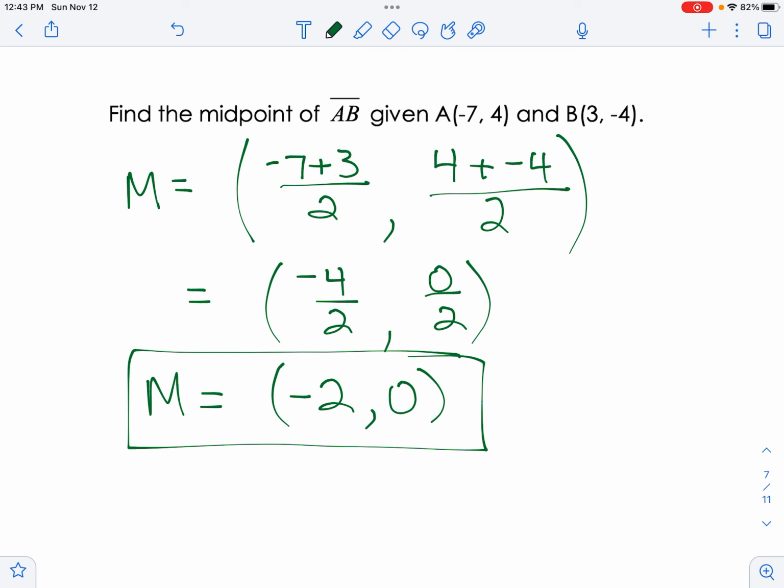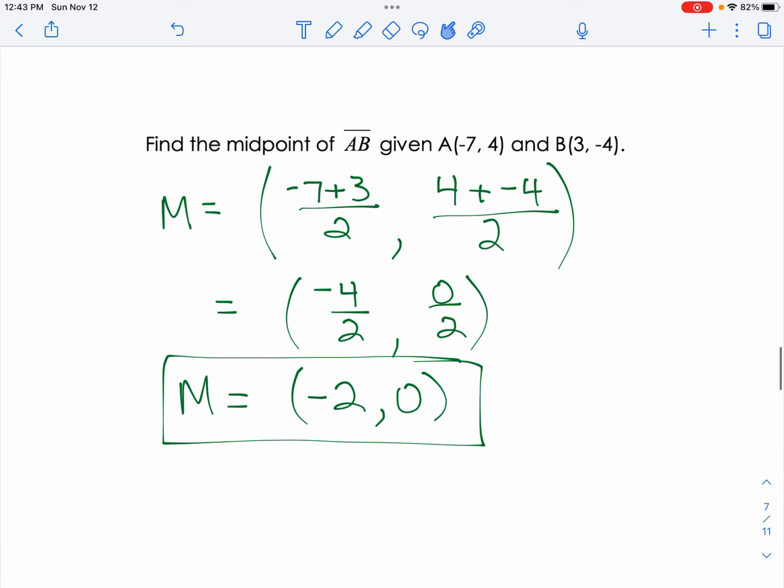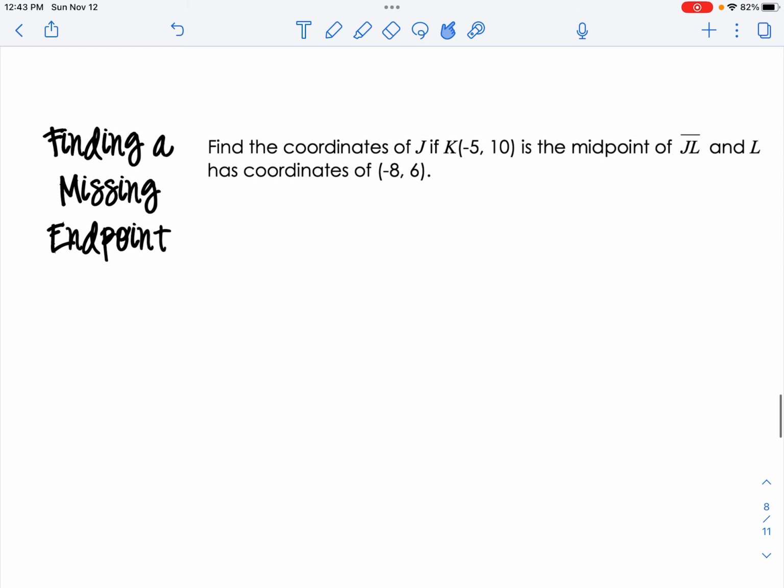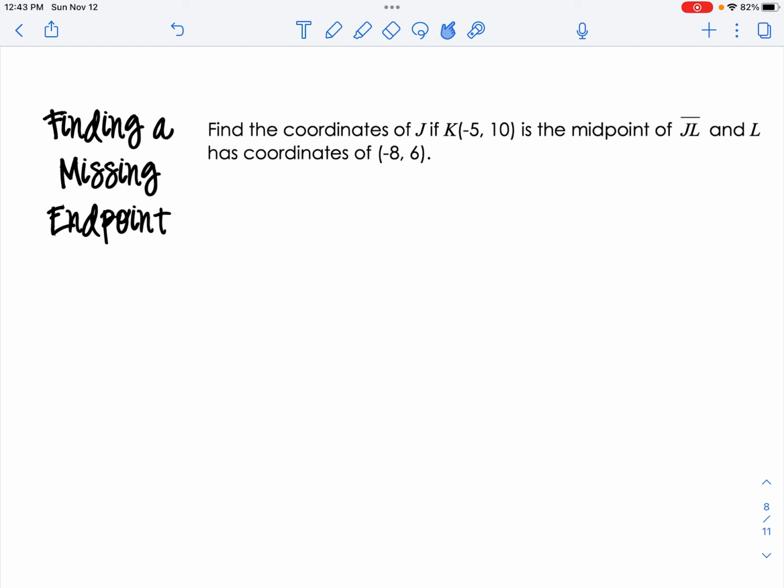All right. So now you know the distance and midpoint formulas. Let's talk about some things that could be a little bit trickier. So how do we find a missing endpoint? We're given some coordinates, maybe of one of the endpoints and the midpoint. How do we find the other endpoint? So it says here, find the coordinates of J if K is the midpoint of JL.